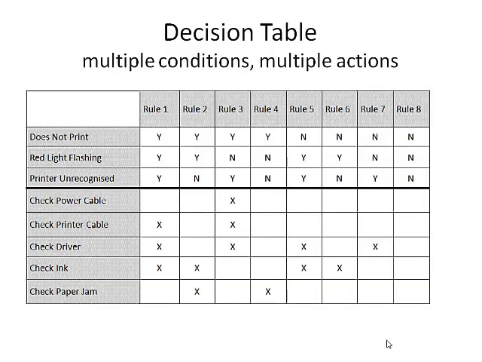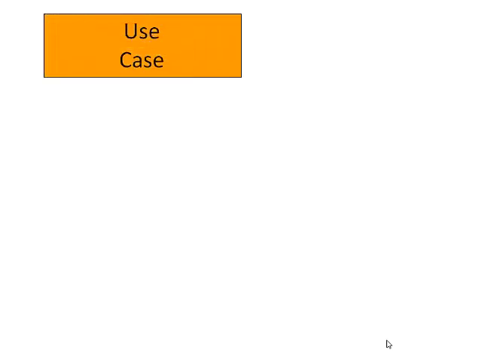So here is an example of the rules around what is to be done when a printer is non-functional. We have the rules running along the top row, rules 1 through to 8. We have 3 conditions which might exist: not printing, red light flashing, printer unrecognized statement. And we have 5 things which we might want to check. So given a set of conditions, this is what you do. This can be used to help create a test case, or a series of test cases, in this case at least 8. Moving on from decision tables, we're going to go and look at use case.